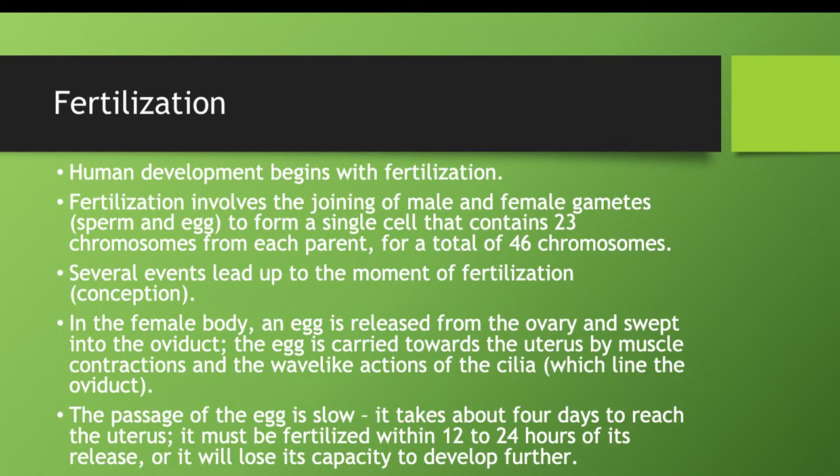Several events lead up to the moment of fertilization or conception. In the female body, an egg is released from the ovary and swept into the oviduct. The egg is carried towards the uterus by muscle contractions and the wave-like actions of the cilia, which line the oviduct. The passage of the egg is slow, and it takes about 4 days to reach the uterus. It must be fertilized within 12 to 24 hours of its release, or it will lose its capacity to develop further.